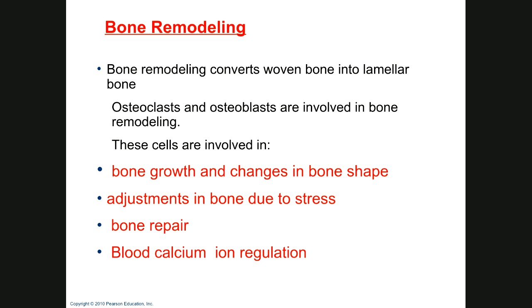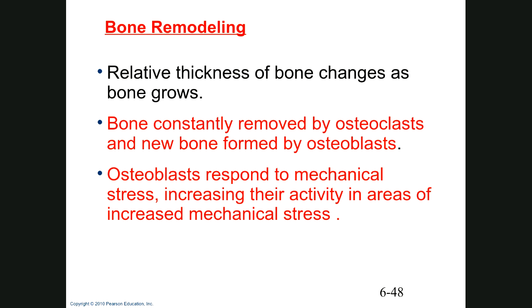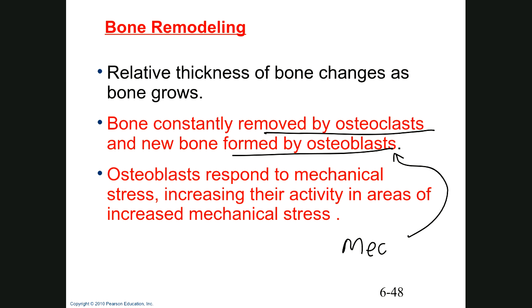So we have already talked about remodeling of bone, and that is the process that shapes bones and is going to repair bones that have broken, etc. Remodeling follows the mechanical stress that we put on the bone, so that bone is constantly being removed by osteoclasts and formed by osteoblasts. Osteoblasts are responding to the mechanical stress that we're putting on the bone.